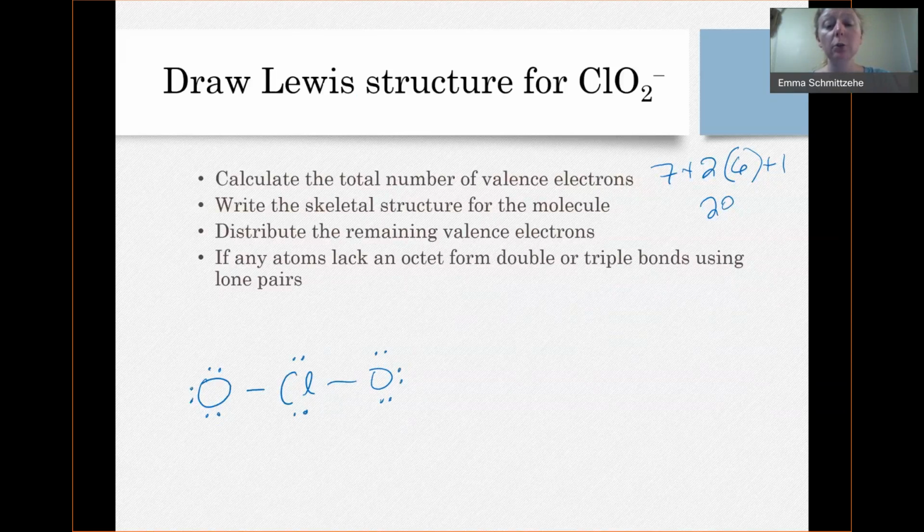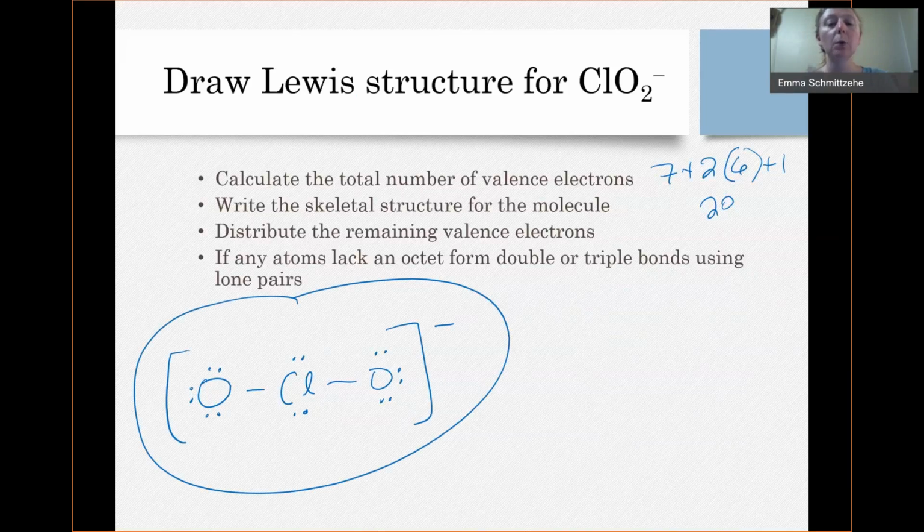Okay, so if I do that, it actually works out, and I already have an octet on everything, right? 2 oxygens have 3 lone pairs and a single bond, which is an octet. The chlorine has 2 bonds and 2 lone pairs, which is an octet. Okay, and I overall have 20 electrons, so that one's good, except I need to add my charge to it. Okay, so I put that minus on there. And so that would be a valid Lewis structure.